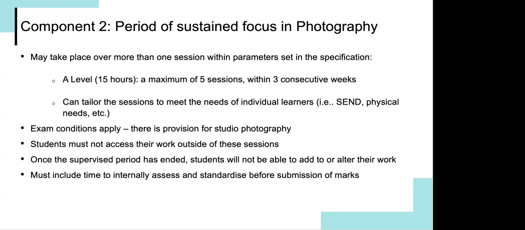So we've got 15 hours. It's a maximum of 5 sessions within 3 consecutive weeks. You could put that to them as 3 consecutive days of 5 hours, which could be quite a lot. It could be spread out. It could be 5 sessions of 3 hours. It can be spread over the 3 weeks once the first one has started. You can tailor the sessions to meet the individual needs of the students. If you have extra sessions, then some can do one, some can do another. And it may well be for SEND students or people with physical needs that they have different access arrangements.